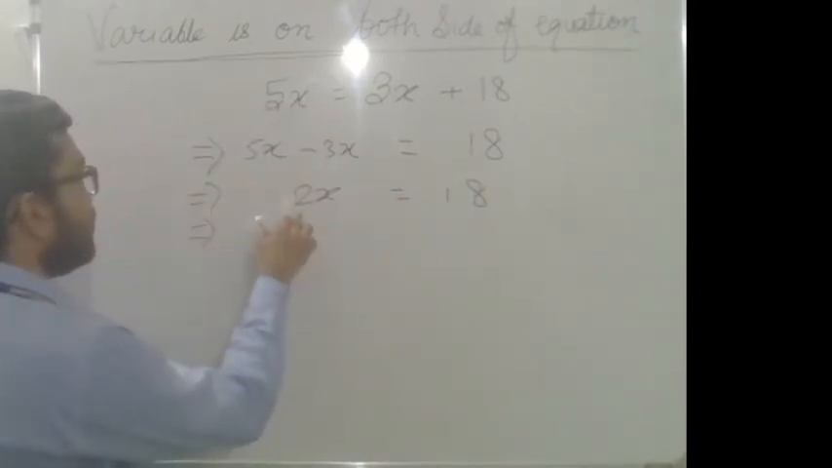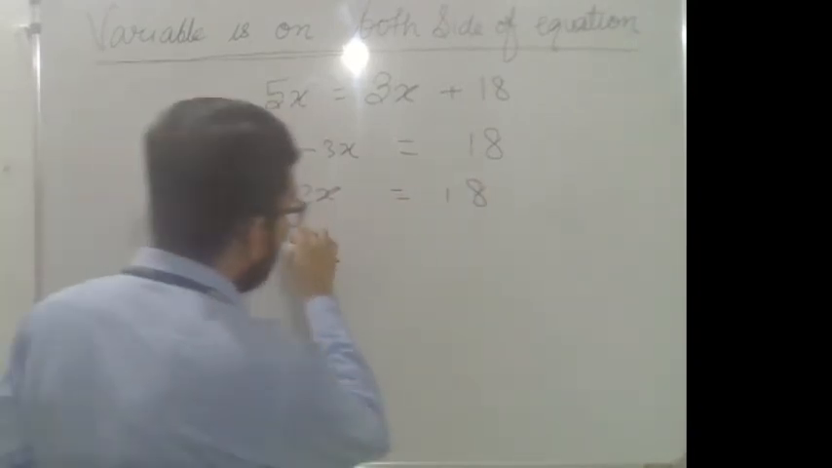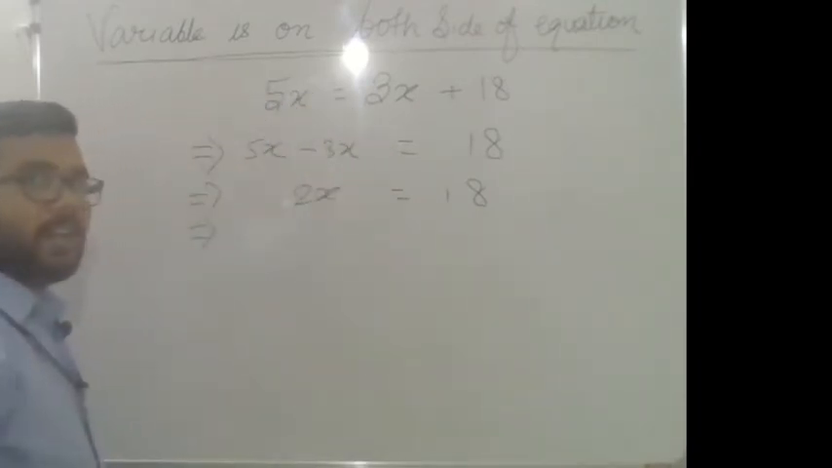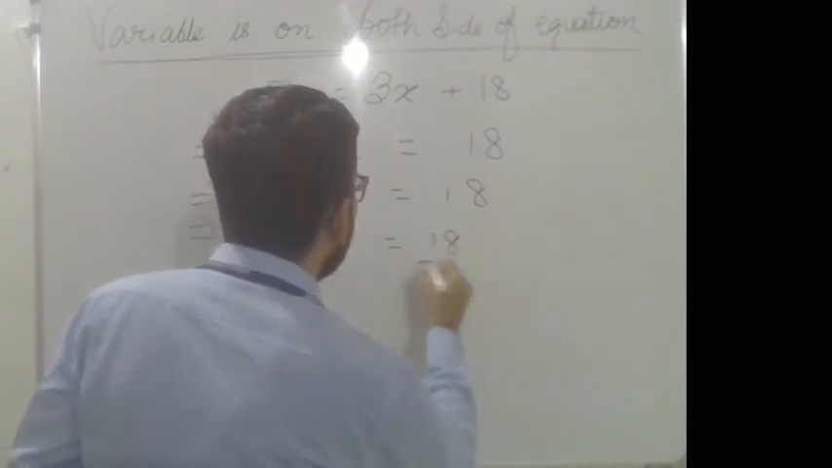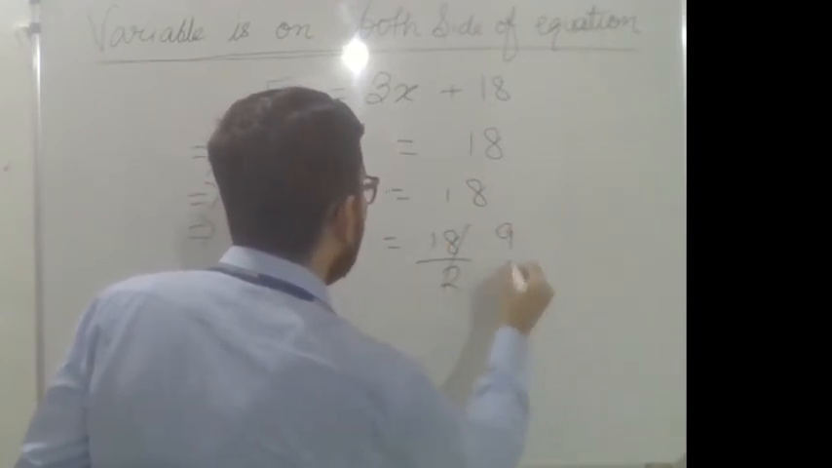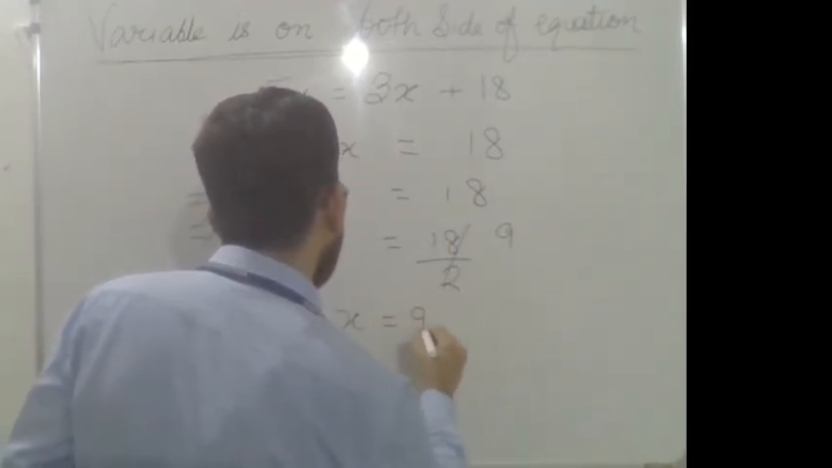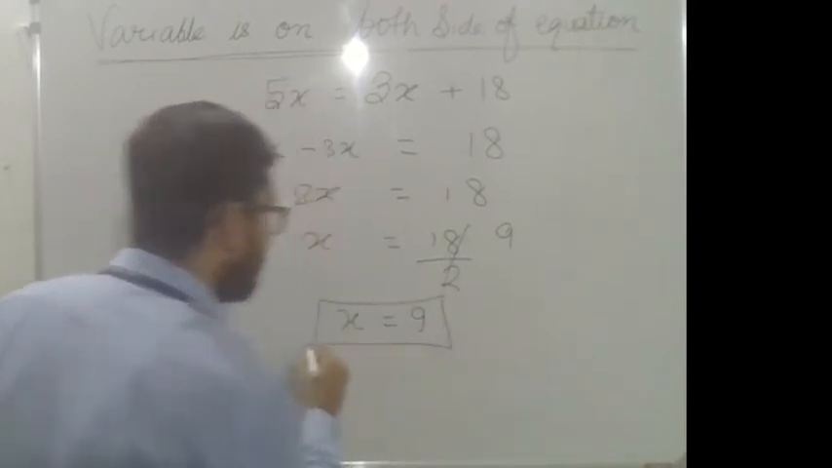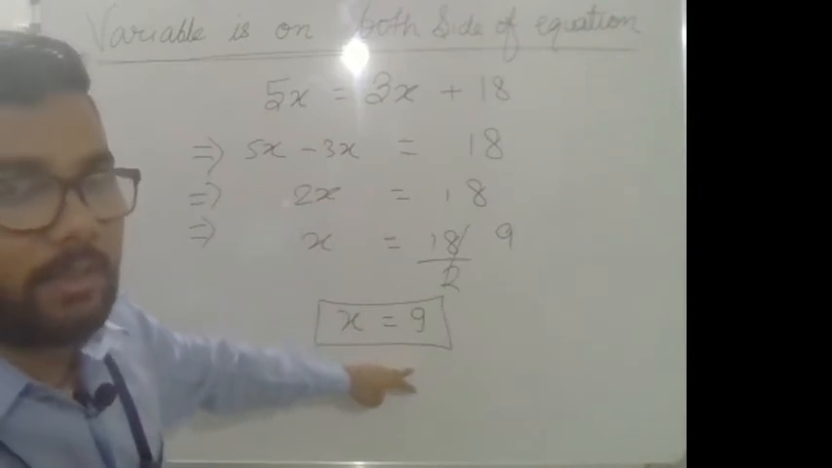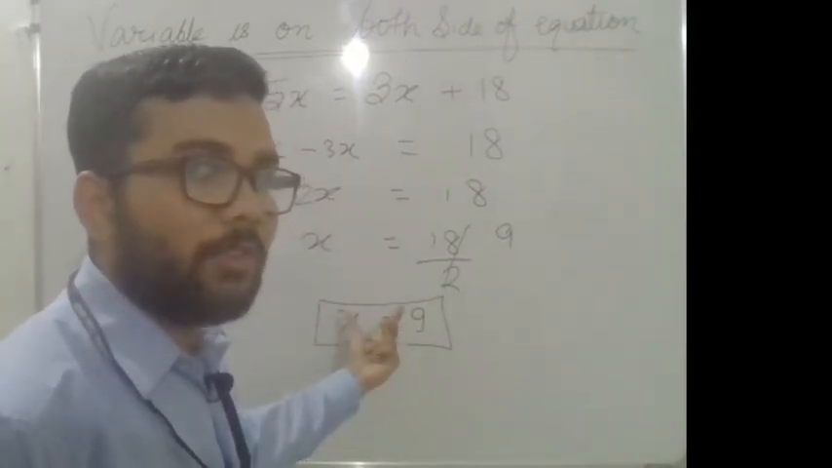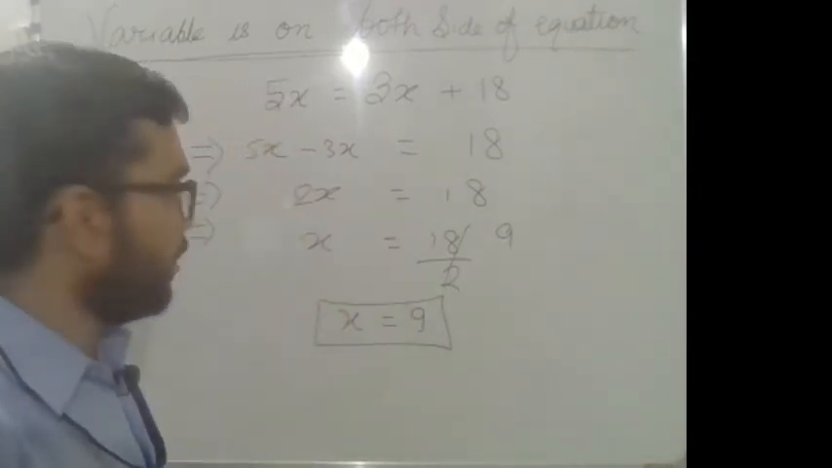Now this 2 is a constant, and when it is transposed to the right side it will be converted into division. x is equal to 18 upon 2. 2 nines are 18. x is equal to 9. So the solution of this equation is 9, which means the value of the variable is 9.